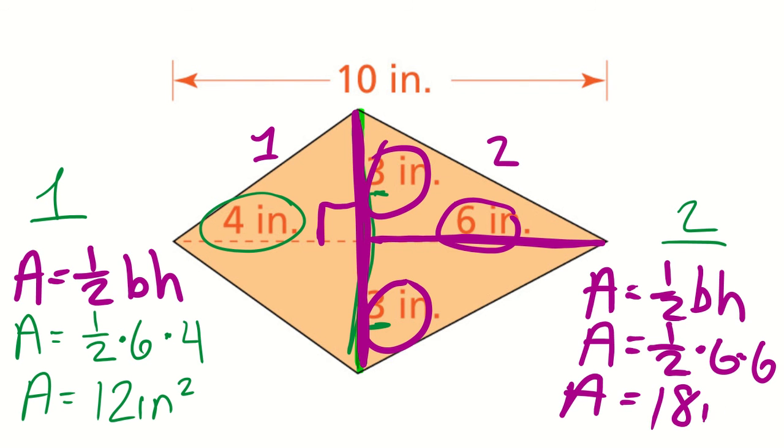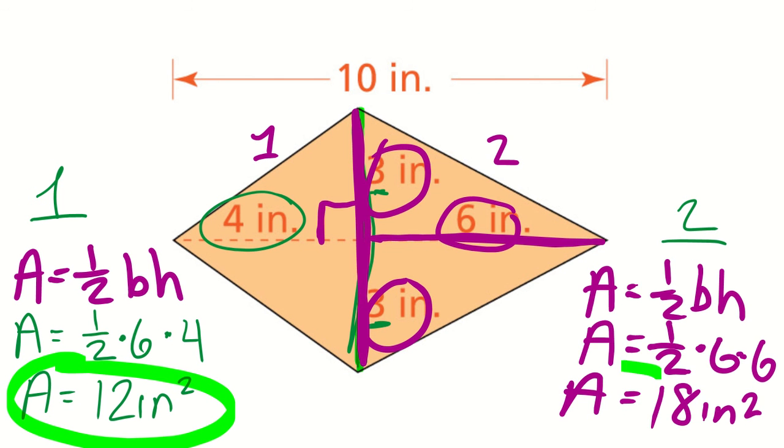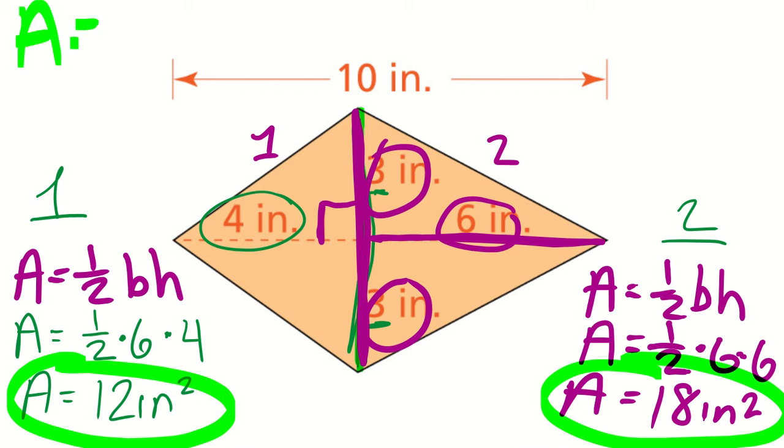So 18 inches squared. But I want to go ahead and put this area with this area. So the area of this whole kite is going to be 12 plus 18, which is 30. So our area equals 30 inches squared.